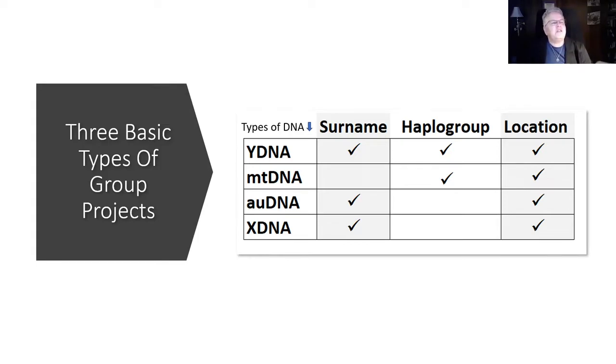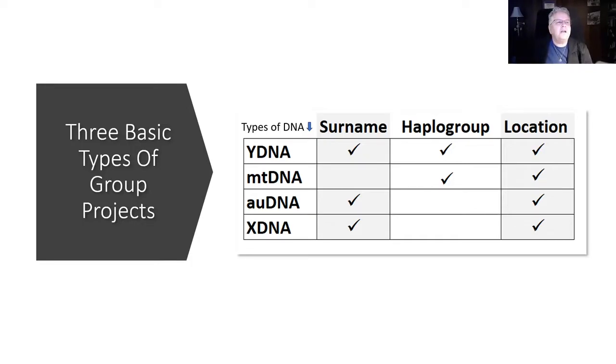The four types of DNA that you can use in a DNA group project are Y-DNA, mitochondrial DNA, autosomal DNA, and X-DNA. And I'm going to do a really fast review of those in just a minute. So for Y-DNA, you can absolutely go full bore on the surname, the haplogroup, and the location because we live in a patrilineal or patriarchal society, meaning that the women normally take the husband's name when they get married.